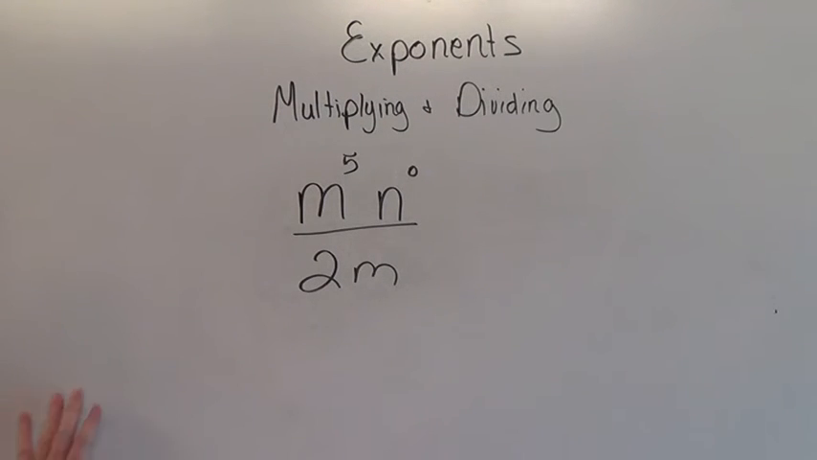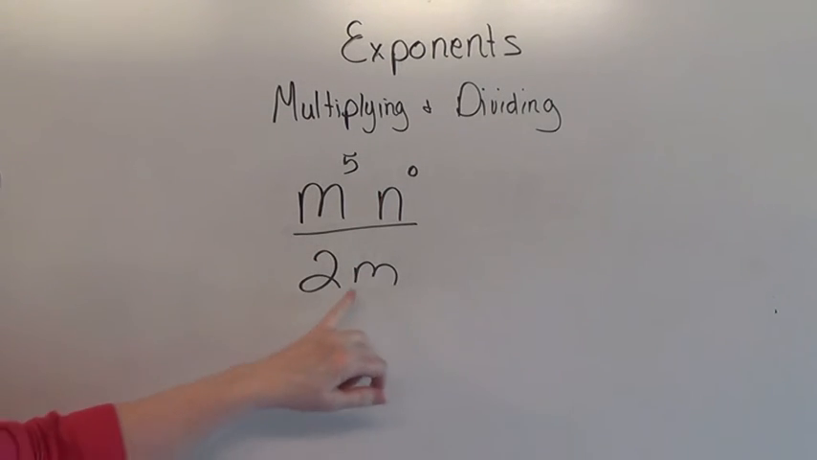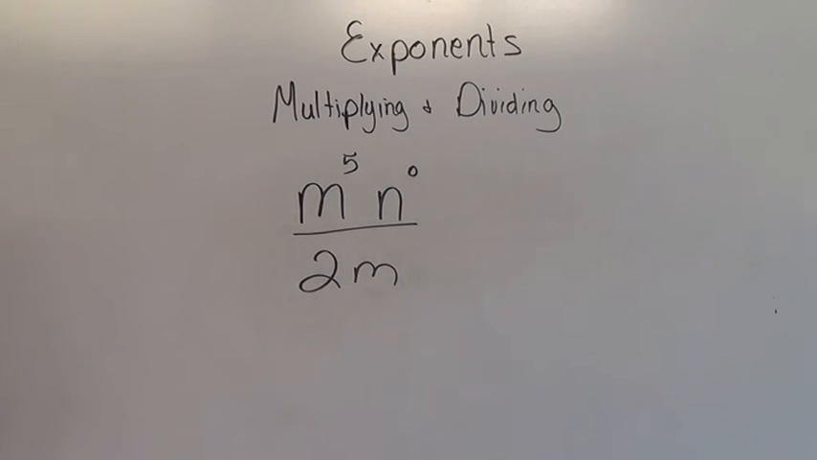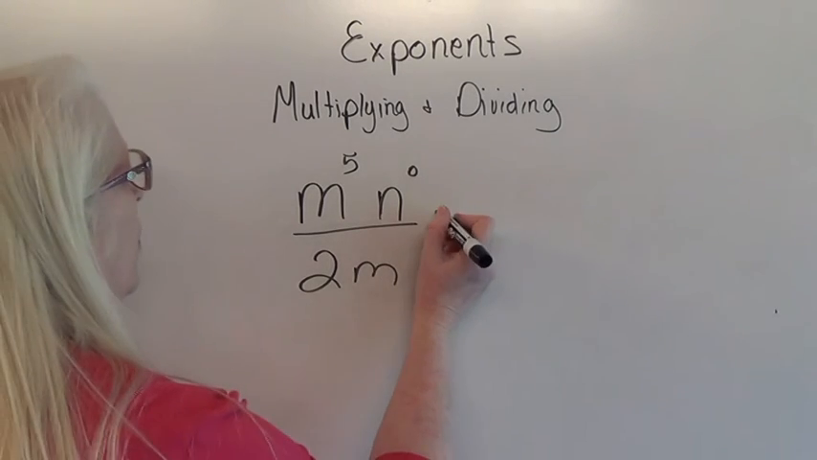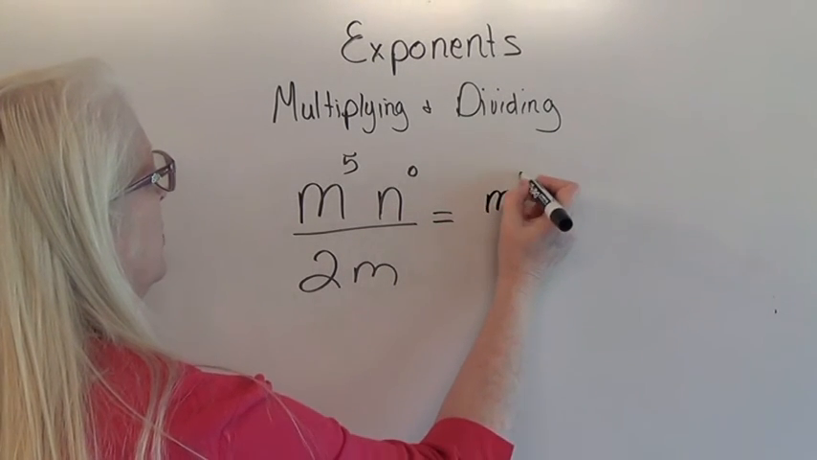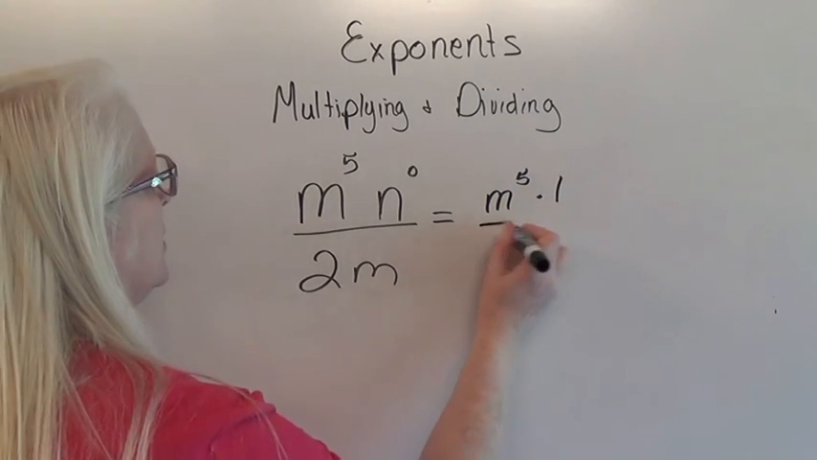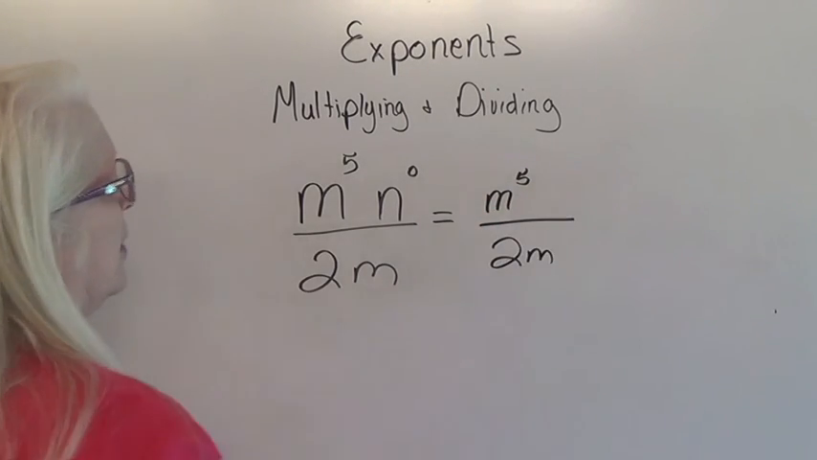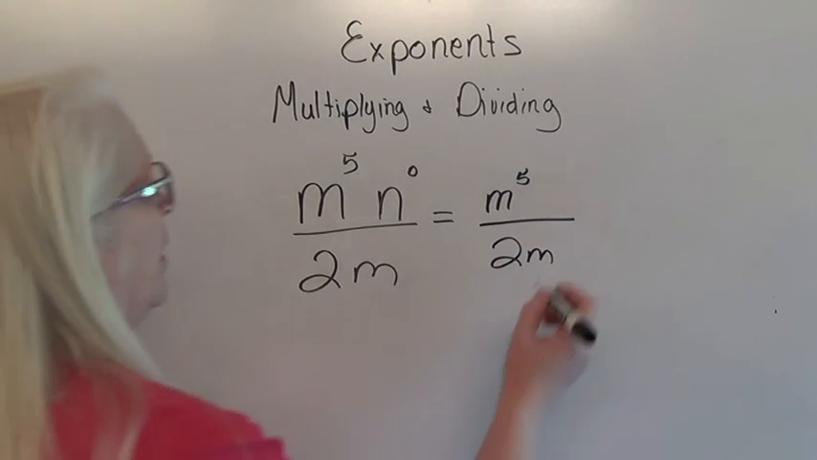Alright, in this problem I have m to the 5th times n to the 0 power over 2m. So, the first thing I want to do is focus in on this n to the 0 power. Earlier in the video I told you that any number or variable to the 0 power simply means 1. So really I've got m to the 5th times 1 on top in my numerator, and so I can write that better in the numerator because m to the 5th times 1 is just m to the 5th. So this is what the problem really looks like.